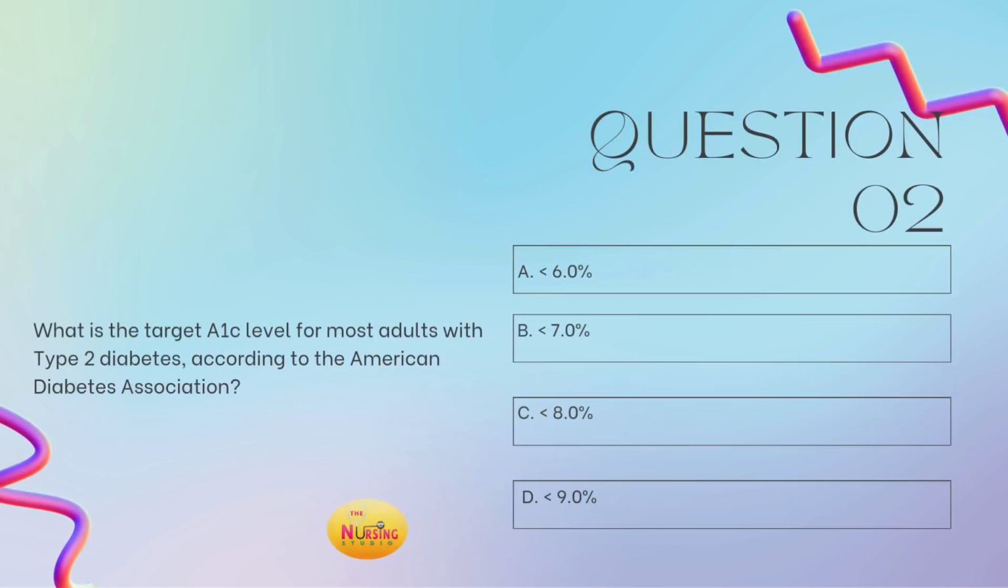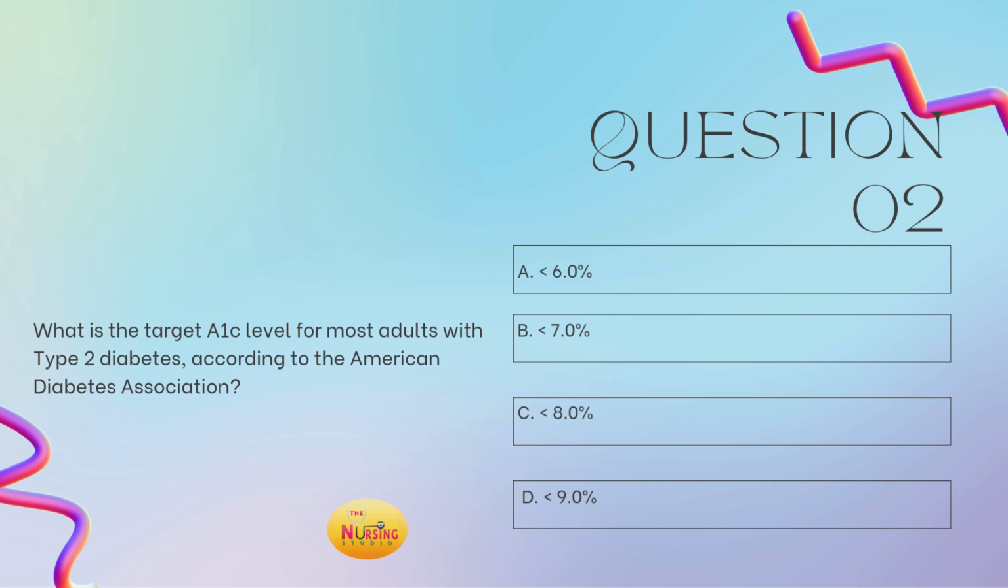Question number two, what is the target A1C level for most adults with type 2 diabetes according to the ADA? Is it A, less than 6.0%, B, less than 7.0%, C, less than 8.0%, or D, less than 9%? Take a moment and tell me what you got, you guys.